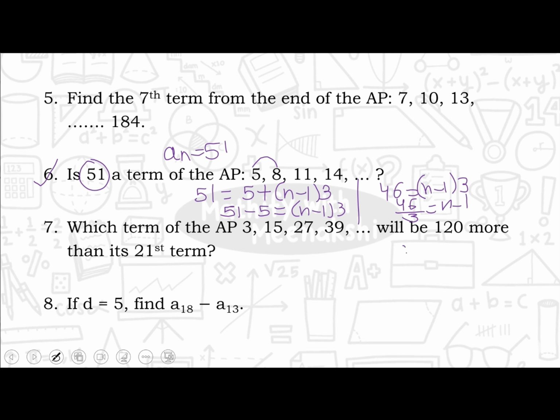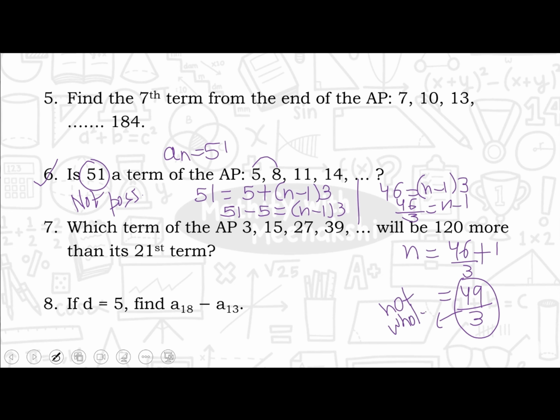But let me write one more step for you. Just transpose this minus 1 to that side. 46 by 3 plus 1. So take the LCM, you will get 49 by 3. Now you know this is not a whole number and n should be a whole number. That's why you will say it's not possible. Answer is not possible. So in this situation, you have to just check whether n is a whole number or not. Here n is not a whole number. That means it's not possible. Whole numbers are the counting numbers like 1, 2, 3, and so on.